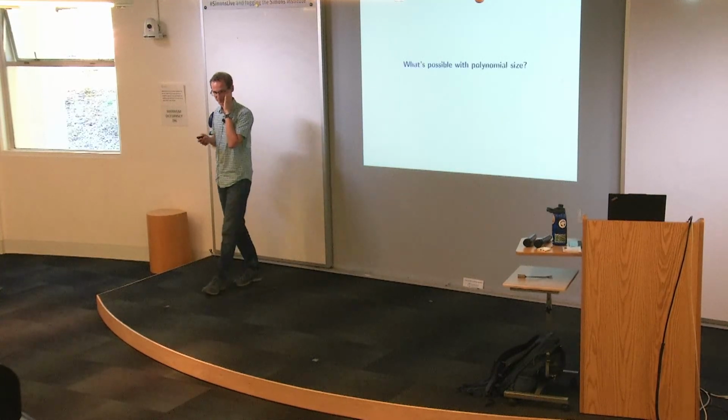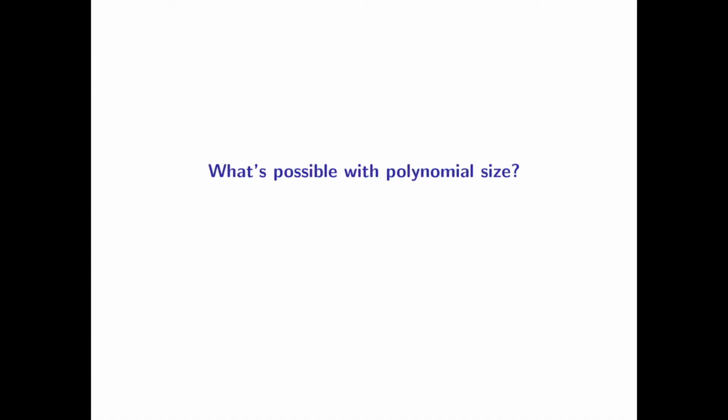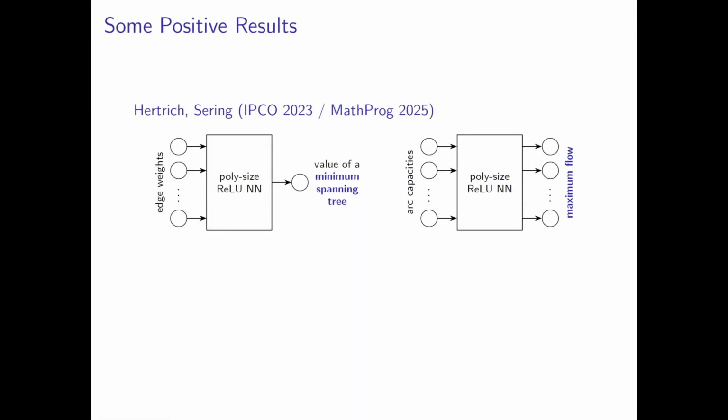Polynomial size. So now I don't care about the depth anymore. I'm really just interested in the overall size of the neural network. And, okay, I have this connection to polytopes, and this is going to be useful again. So I rather use some polytopes that I understand well. And these are polytopes that come from combinatorial optimization.